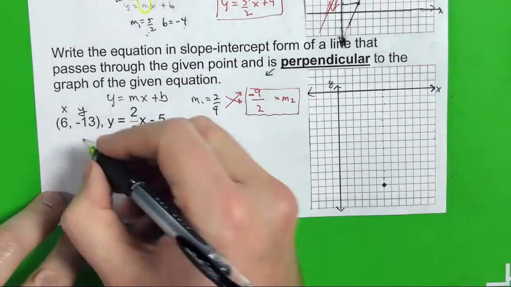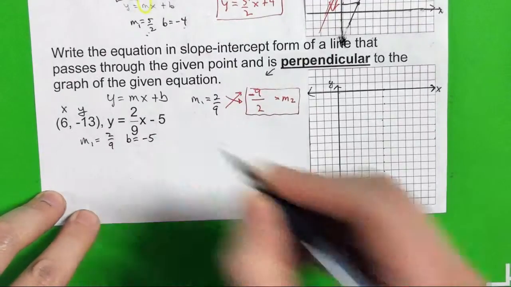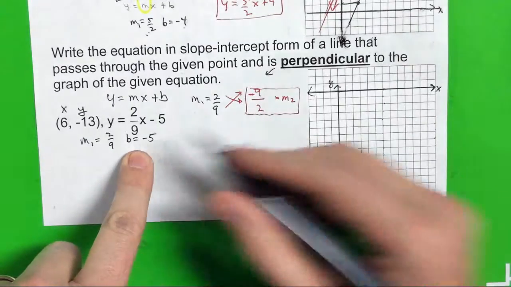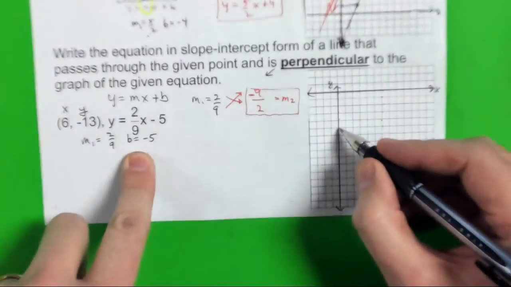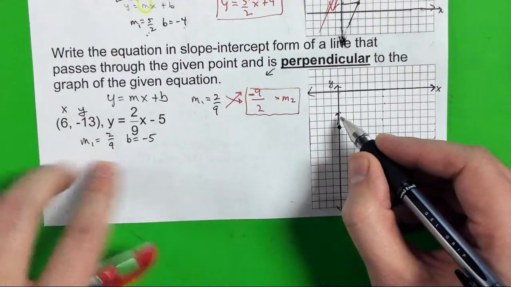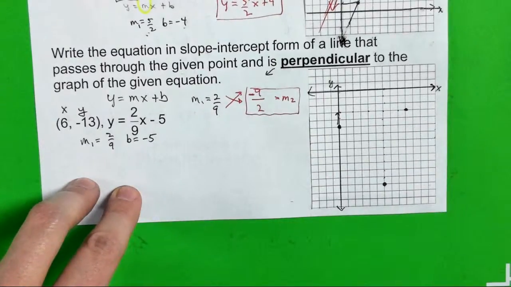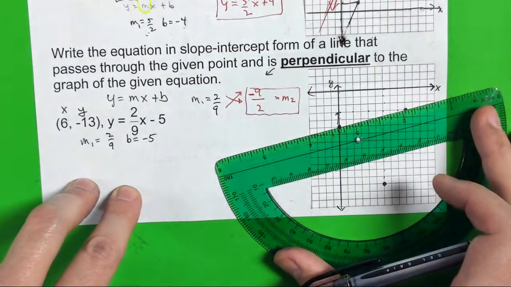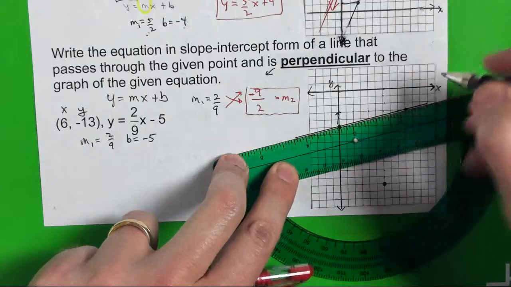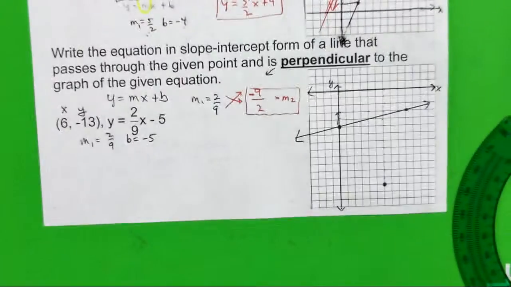Let's finish our original line. Let's finish graphing it. So now I have to find negative 5. Okay? So I have to find negative 5. 1, 2, 3, 4, 5. And I have to rise 2. And I have to run 9. 2, 4, 6, 8, 9. So this is my original line in black. There's my original line in black. Here's the slope and the y-intercept.